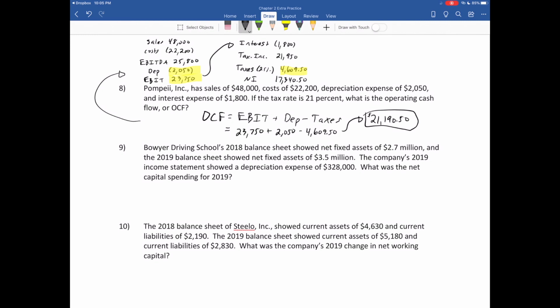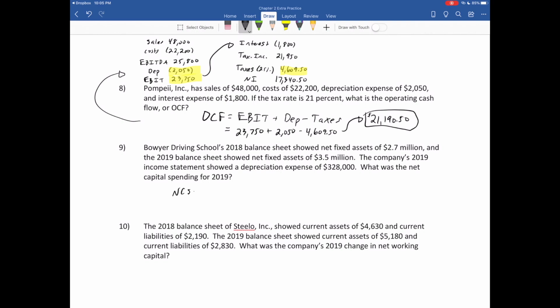So what we have here is Boyer Driving School's 2018 balance sheet has net fixed assets of that amount. 2019 it jumps up to 3.5. The income statement showed depreciation of $328. What was their net capital spending? So over this time period for 2019, did they spend more on their fixed assets, or did they sell off more of their fixed assets? A positive value would signify that they spent more. A negative value would signify that they sold off more over this time period.